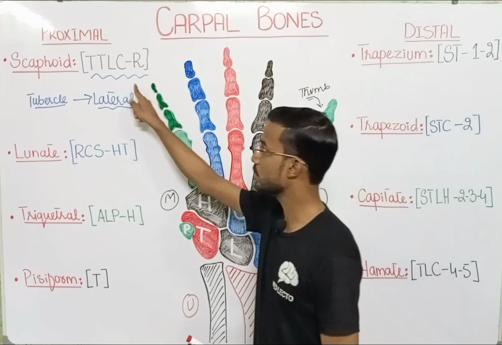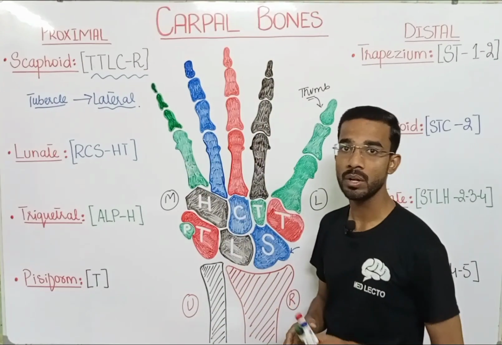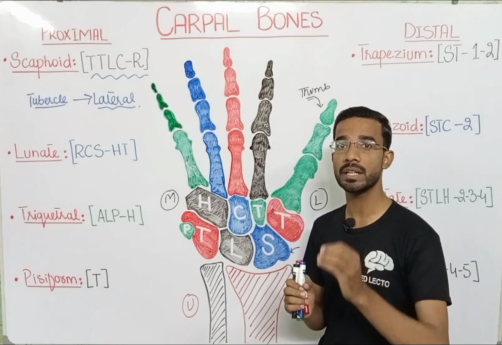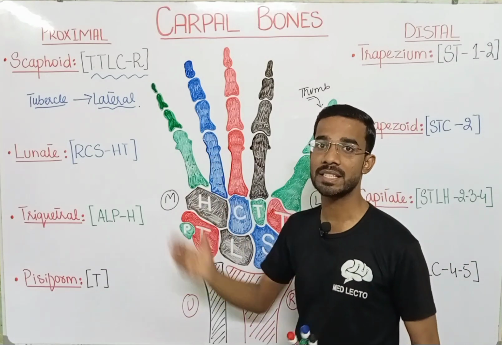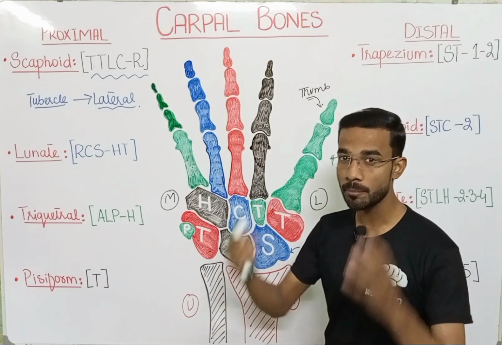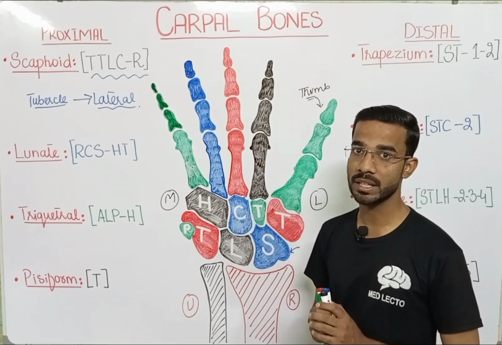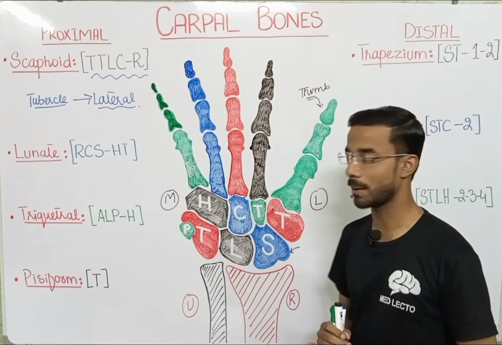This is an important feature, and it will help you in remembering that the scaphoid is attached to different bones, and which bones. TTLCR will help you remember what types of bones the scaphoid bone is attached with.